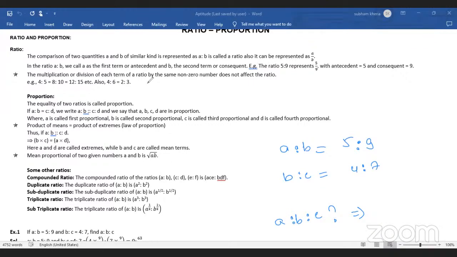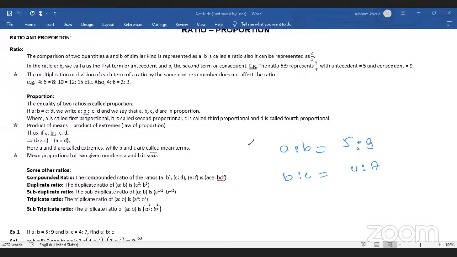Okay, we got an answer. 20 is to 36 is to 63. Do all of you agree with this answer? Anyone else got any other answer? Let's see. What are we supposed to find? We are supposed to find A is to B is to C.